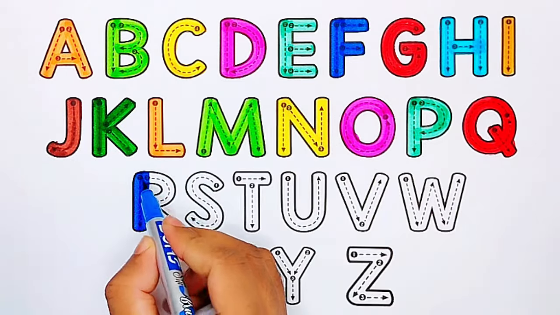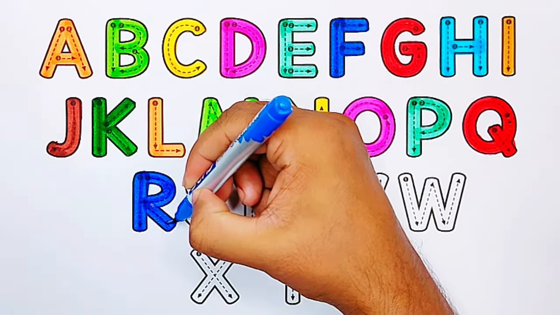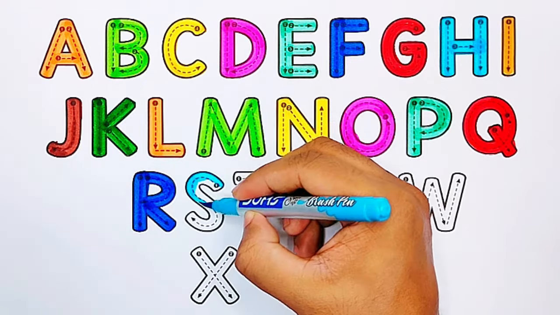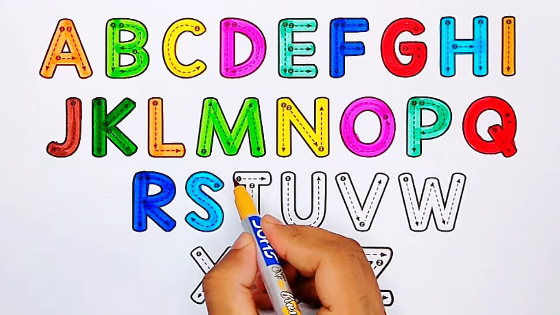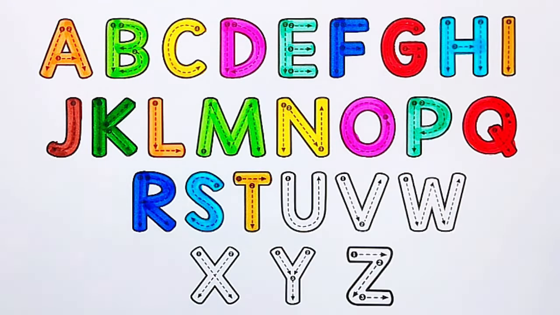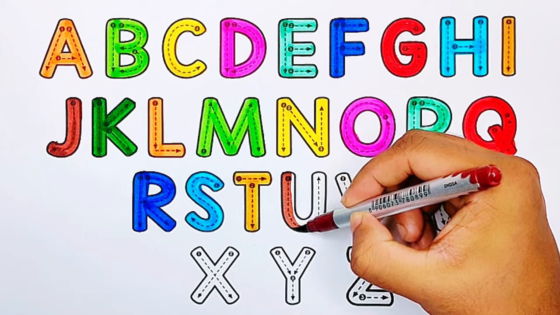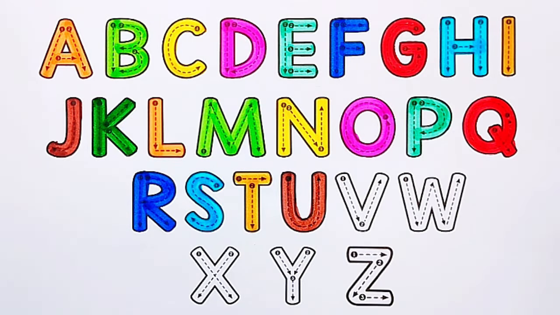R for red capsicum, R for red capsicum. S for snake, S for snake. T for taxi, T for taxi. U for umbrella, U for umbrella.